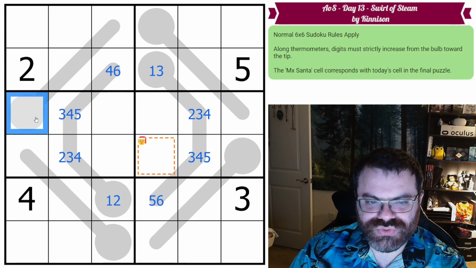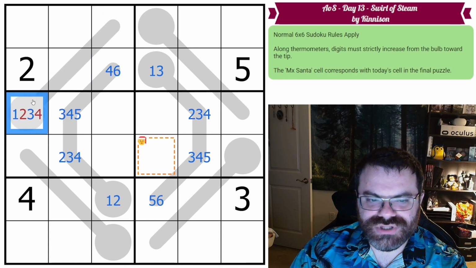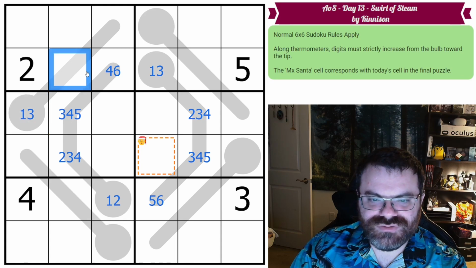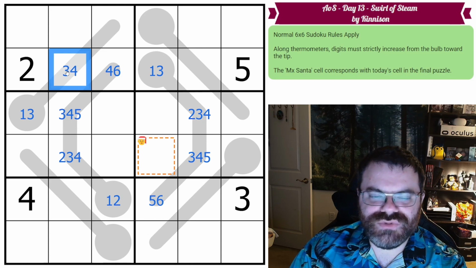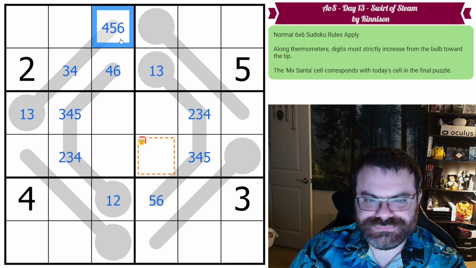Starting with the 2, 6, 5, 4. So this maxes out at 4. So we would normally do 1, 2, 3, 4, but it can't be a 2 or a 4. And then this would be 2, 3, 4, 5, but it can't be a 2 or a 5. So now that we've removed the minimum digit from this one, it has to be bigger than 3. So this is only from 4, 5, 6.